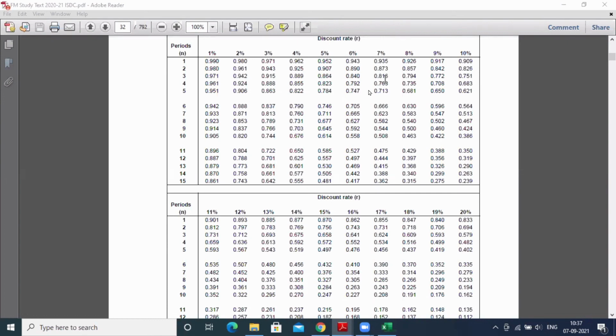Tomorrow or next session, I think we are having a session on 9th, right? On 9th, we'll continue with the remaining concepts of net present value. Especially, we will try to understand the calculation of NPV when there is perpetuity. Perpetuity means the project doesn't have any specified life. So how to calculate the NPV, we'll discuss in the next session.